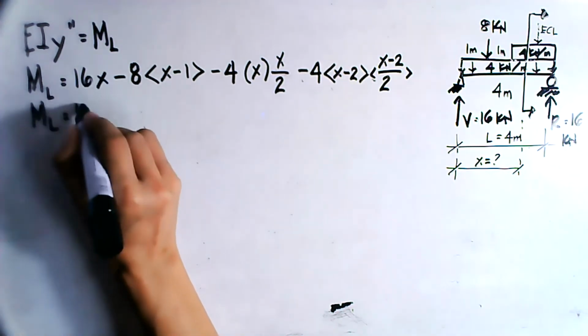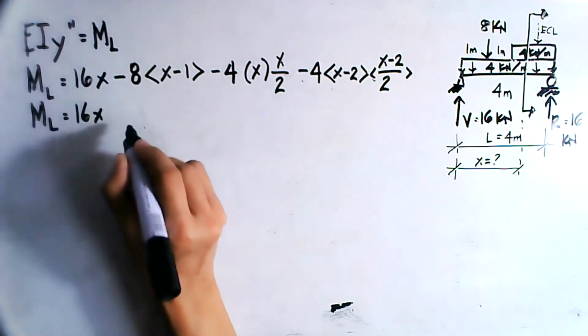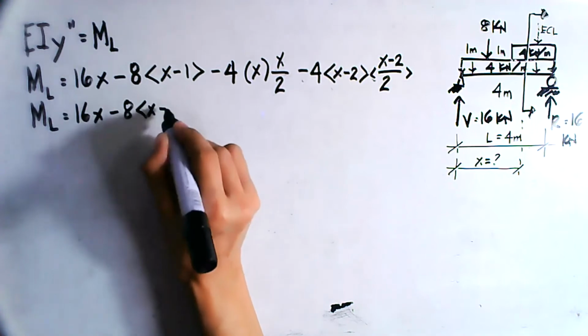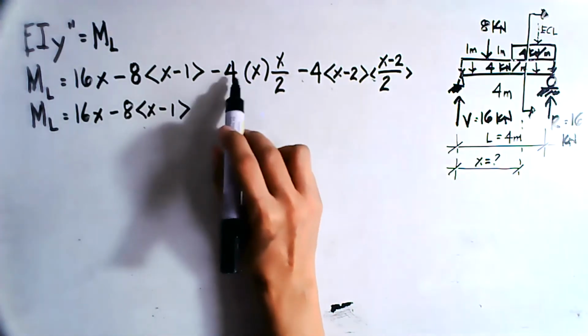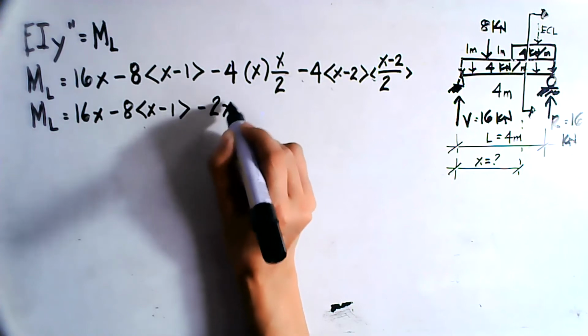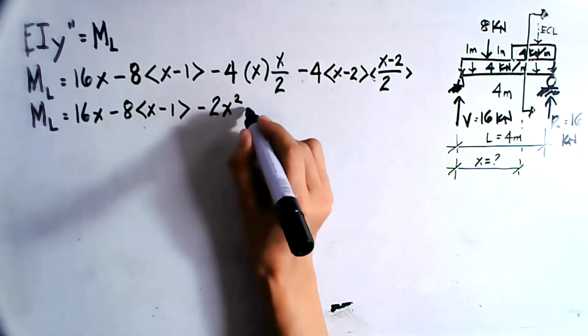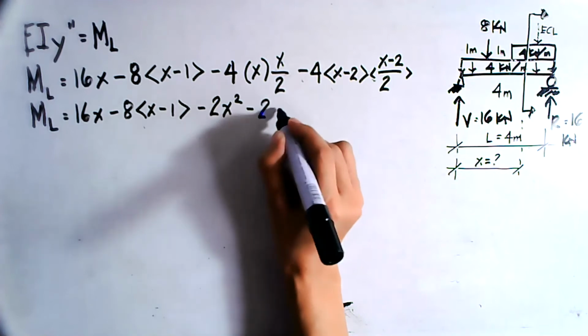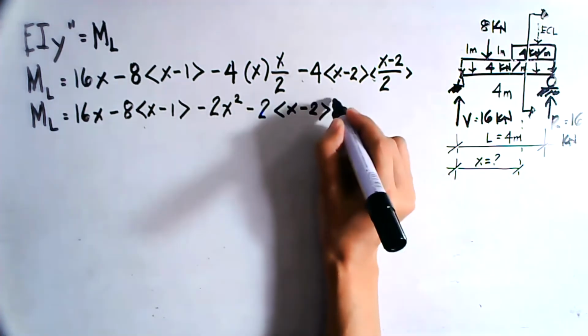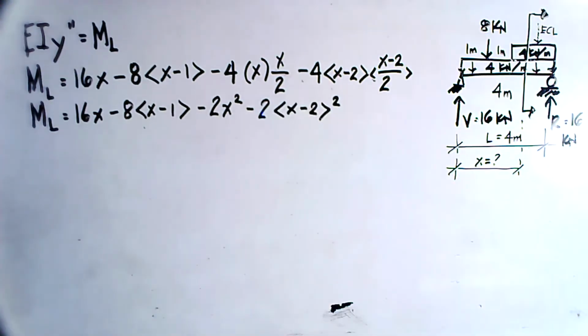And this would give us 16x minus 8 times x minus 1, 4 divided by 2, that would be negative 2x squared. And this would become negative 2 quantity x minus 2 squared. So there you go for our equation of moment.